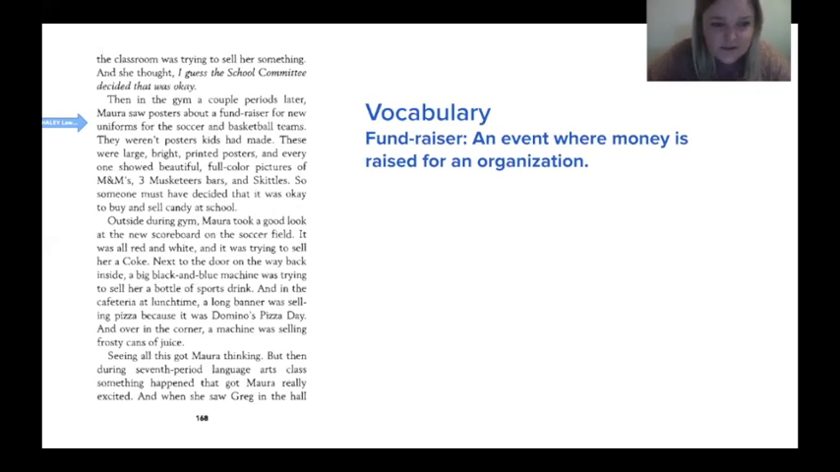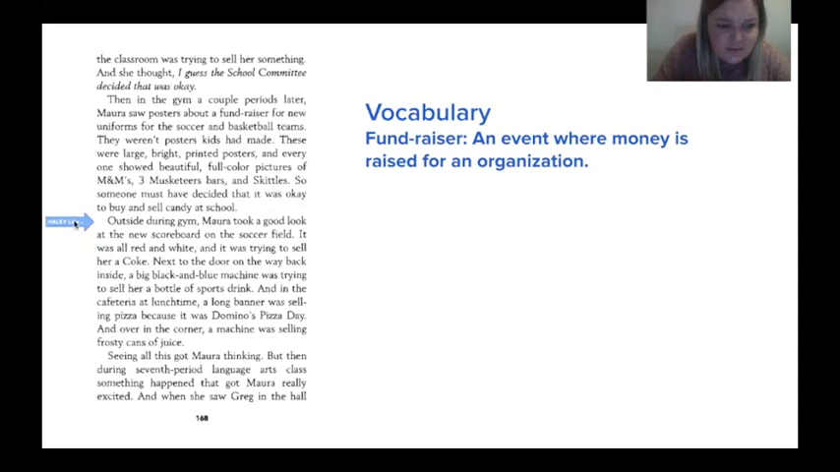They weren't posters kids had made. These were large, bright, printed posters, and every one showed beautiful full-color pictures of M&Ms, Three Musketeer bars, and Skittles. So someone must have decided that was okay to buy and sell candy at school.